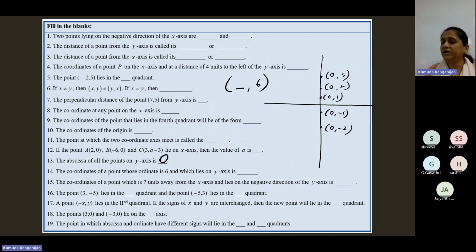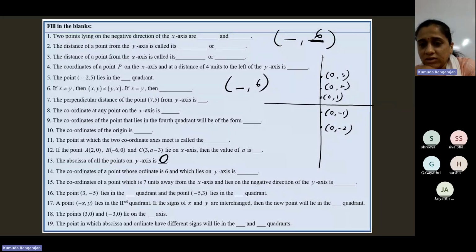It's given that the y coordinate is 6. So, see, we have two blanks, right? Now, this second blank is 6. And it lies on the y-axis. If it lies on the y-axis, we know that the first blank is 0. See? So the point is (0, 6).